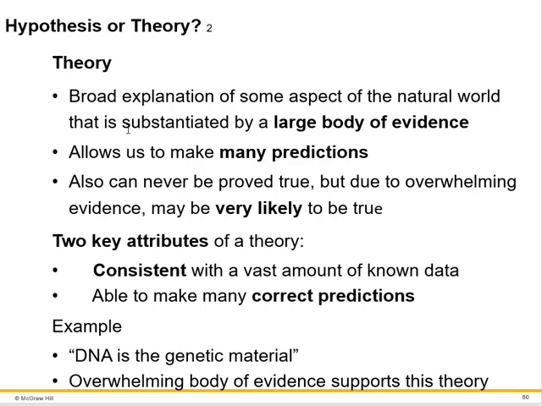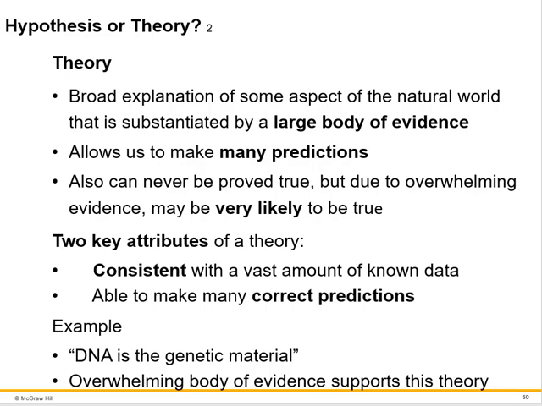So a theory is a broad explanation for some aspect of the natural world that is substantiated by a large body of evidence, and it allows us to make predictions, and generally those predictions are true. So the two attributes of a theory are that they are consistent with a large amount of data, and you're able to make correct predictions.